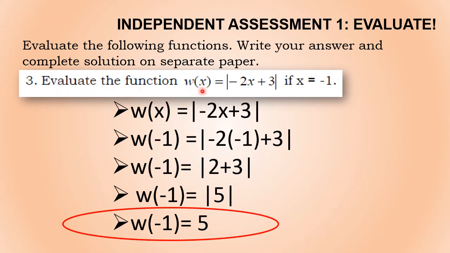Evaluate the function w of x equals the absolute value of negative 2x plus 3 if x is equal to negative 1. Solution. w of x is equal to the absolute value of negative 2x plus 3. We change x to negative 1. So that would be equal to the absolute value of negative 2 times negative 1 plus 3. Negative 2 times negative 1 is positive 2, plus 3. Hence, 2 plus 3 is the absolute value of 5, and the absolute value of 5 is positive 5. Hence, the final answer is positive 5.